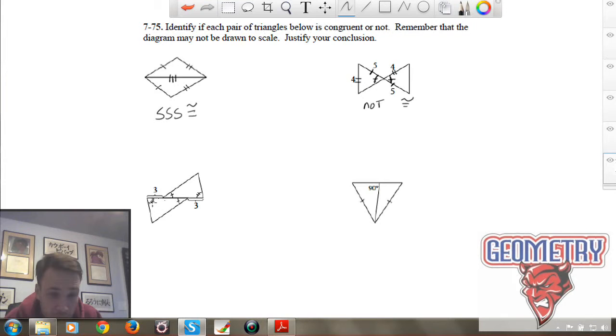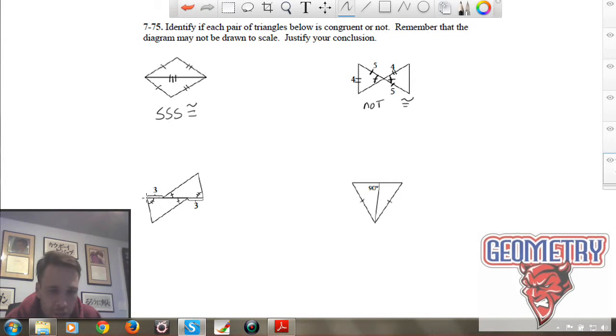Okay, let's see this one. We have an angle that matches up. We have another angle that matches up. So this looks like an angle, so we would just need a side to match up and we're good to go. So let's see if we can get a side to match up.